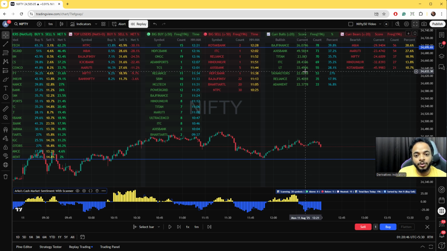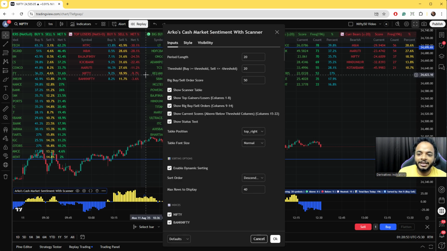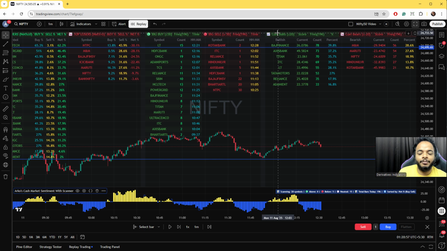So what is the current score, that also you can see. And how is this determined, the current one? According to the threshold, if it is above 20 or below negative 20, it is selected in the current bears and the current bulls, and also in the top gainers and the top losers list.